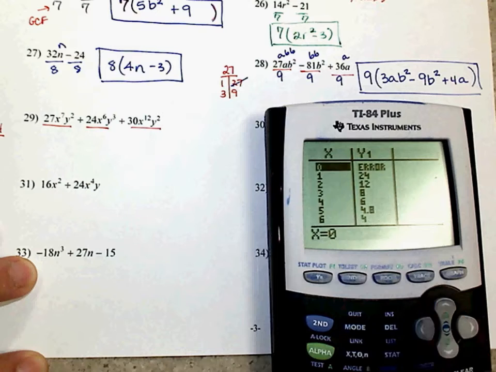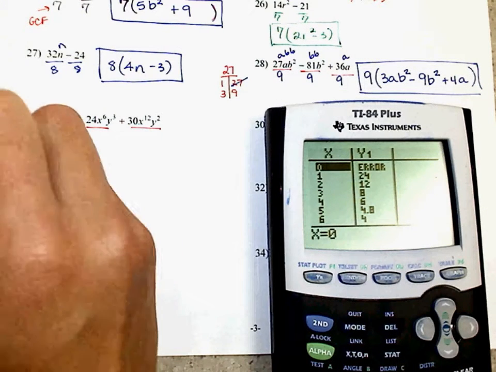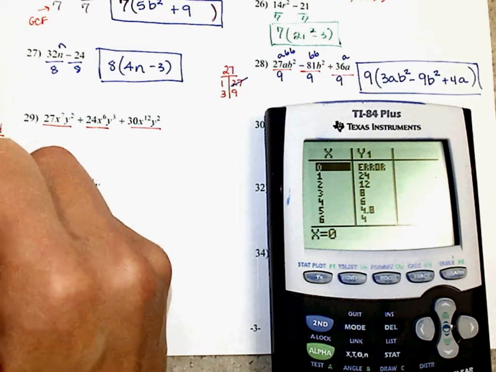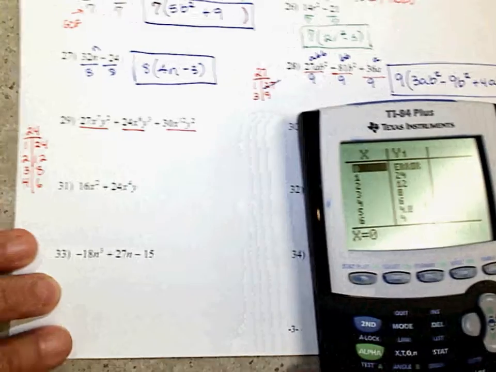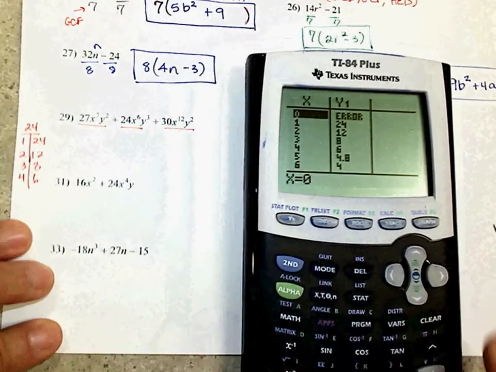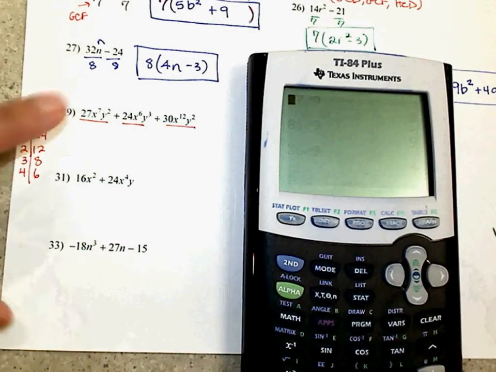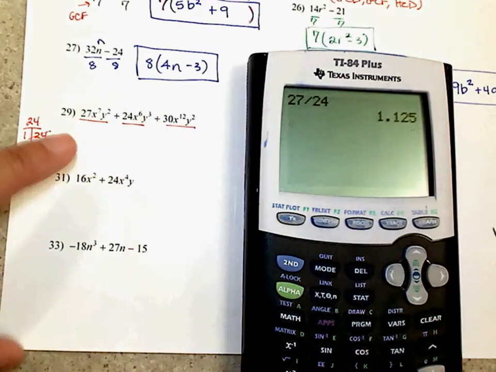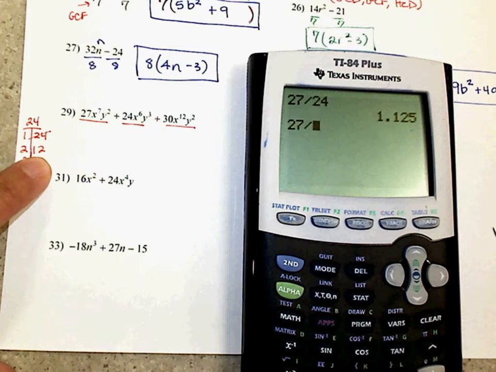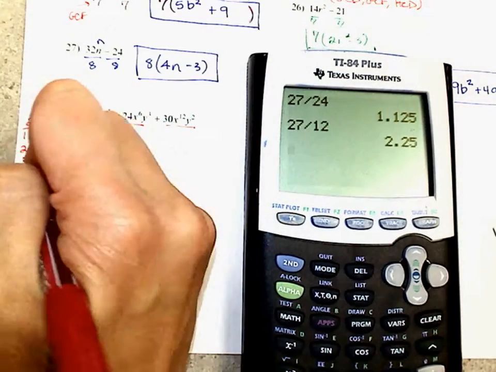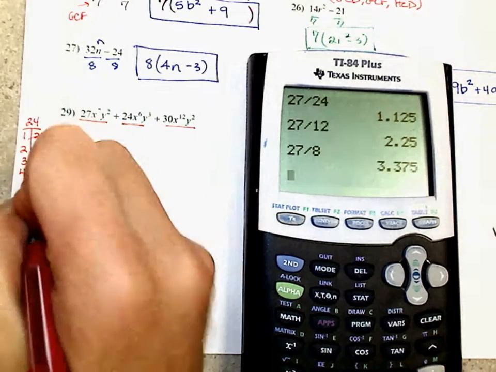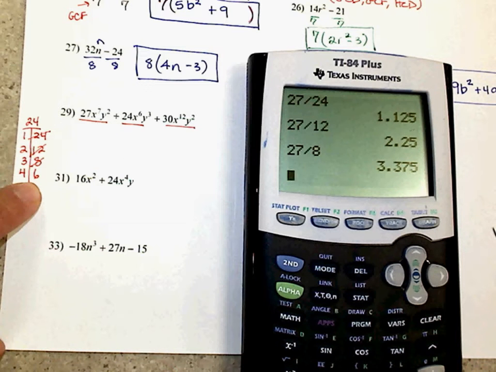1 and 24, 2 and 12, 3 and 8, 4 and 6, and then 6 and 4. So I'll stop right there. Okay? Starting with 24. Clear. 27 divided by 24 is not a whole number. Try 12. 27 divided by 12. Not a whole number. Knock it off. Try 8. 27 divided by 8. Doesn't either. How about 6? 27 divided by 6. Nope. It's just trial and error.